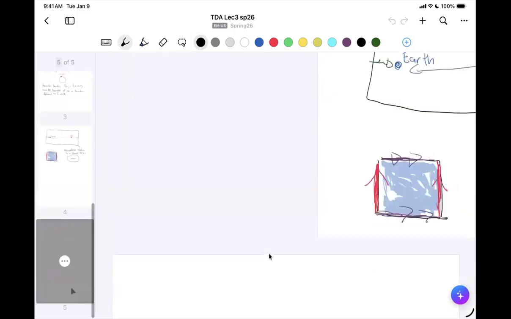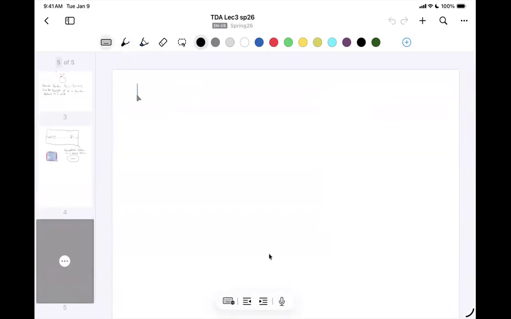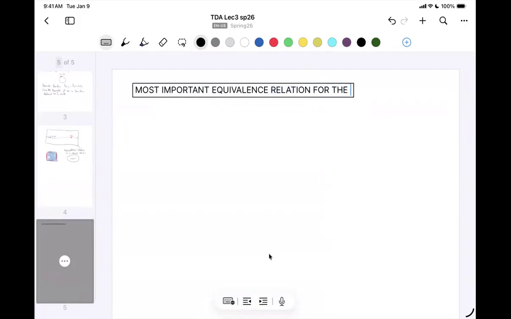So this is one of the most important equivalence relations of the entire course. In fact, it may be the most important equivalence relation for this course. So okay, the technical name for it is the quotient vector space, but I'll tell you what that means.